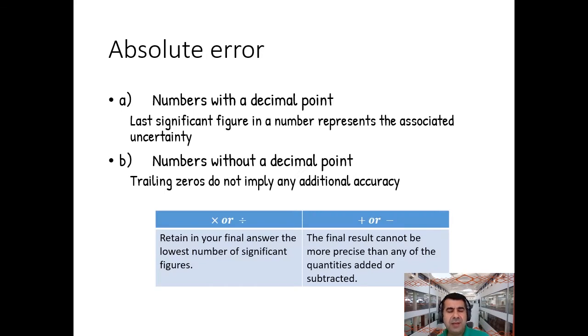In the absolute error method, when you have numbers with a decimal point, the last significant figure in a number represents the associated uncertainty. And when you have numbers without a decimal point, remember that trailing zeros do not imply any additional accuracy. When you are multiplying or dividing numbers, retain in your final answer the lowest number of significant figures. When you're adding or subtracting, remember the result cannot be more precise than any of the quantities added or subtracted.